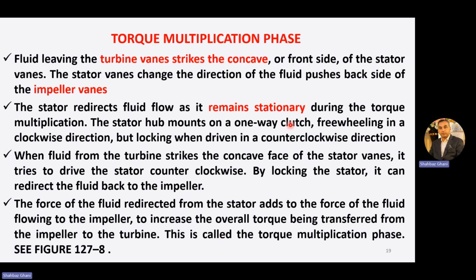Now, how does torque multiplication occur in the torque converter? The fluid leaving the turbine vanes strikes the concave or front side of the stator vanes. The stator vanes change the direction of the fluid.